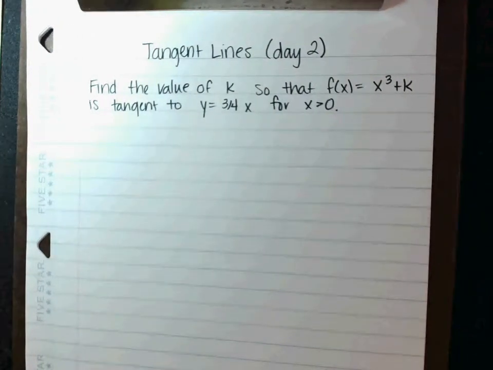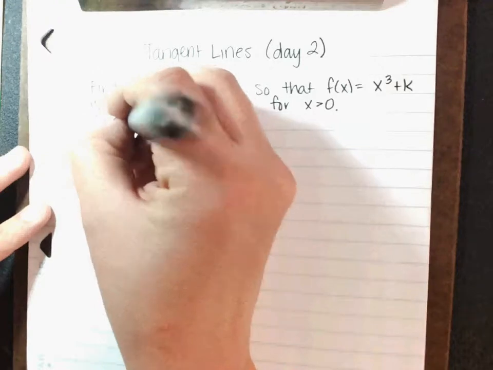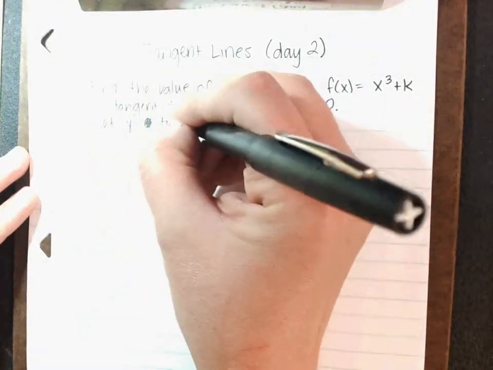Okay, so first thing, if we want our equations to be tangent to each other, what has to be the same? Yes? The derivative. Okay, so if the derivatives are the same, their slopes are the same, right? So the first thing that we're going to do is set the derivatives equal to each other.